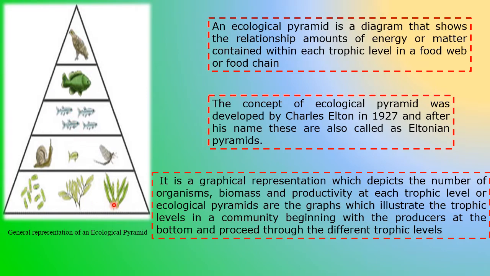As I previously discussed in the last slide, you can see here an example of a pyramid. This is the graphical representation of a food chain, where different kinds of producers like phytoplankton, algae or some other producers form the base, and then the other organisms at successive trophic levels, like primary consumer, secondary, tertiary and so on, form the successive levels, and at the top is the apex. It is the general representation of an ecological pyramid, having producers at the base and top carnivores at the apex.